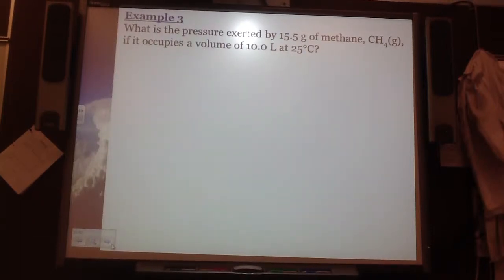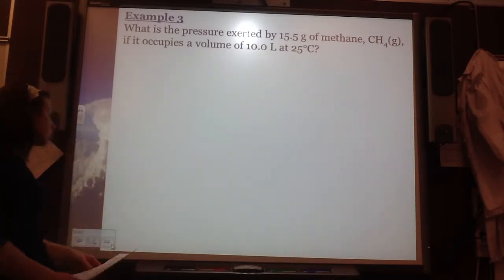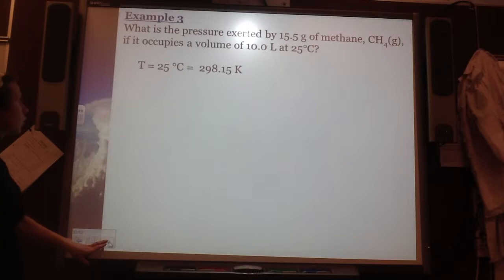Okay, next, what is the pressure exerted by 15.5 grams of methane if it occupies a volume of 10 liters at 25 degrees Celsius? Okay, so you should have a warning flag going off. Seeing here, we were given grams of methane, so we need to convert that into moles so that we can actually use this. So we're told our temperature is 25 degrees Celsius.